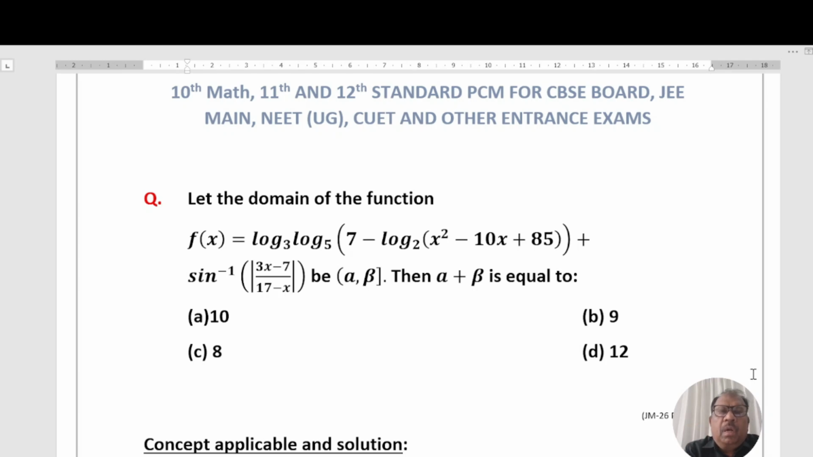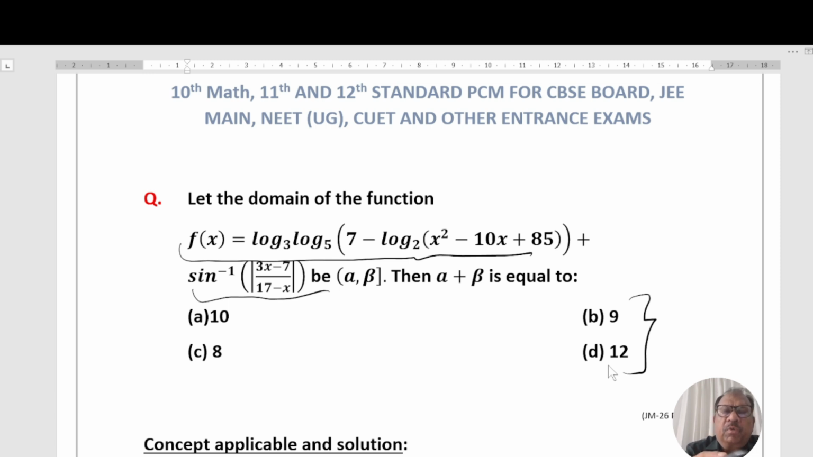Question is, let the domain of the function, this is one function and this function. One is a logarithmic function, one is an inverse trigonometric function. Then we have to find the value of alpha beta. Four options are given, one of the options is correct.